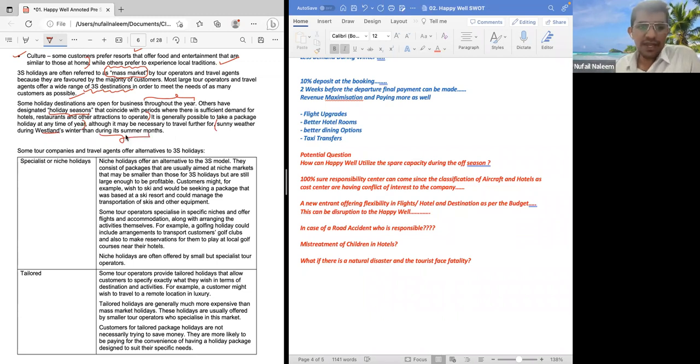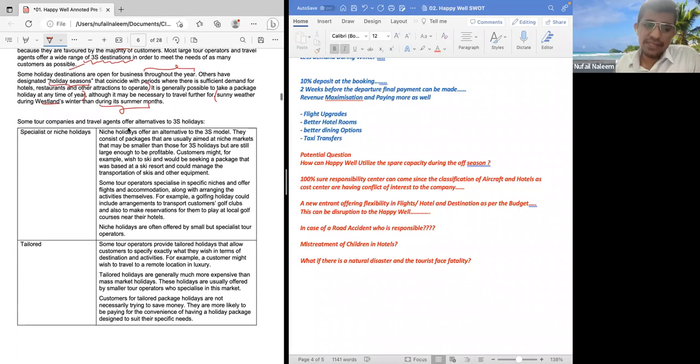So students, effectively, they are clearly stating this is the domination in the market, the 3S holidays. Now, students, this is very, very important. Some tour companies and travel agents offer alternatives to 3S. These are very important things that we can also match up in our examination.